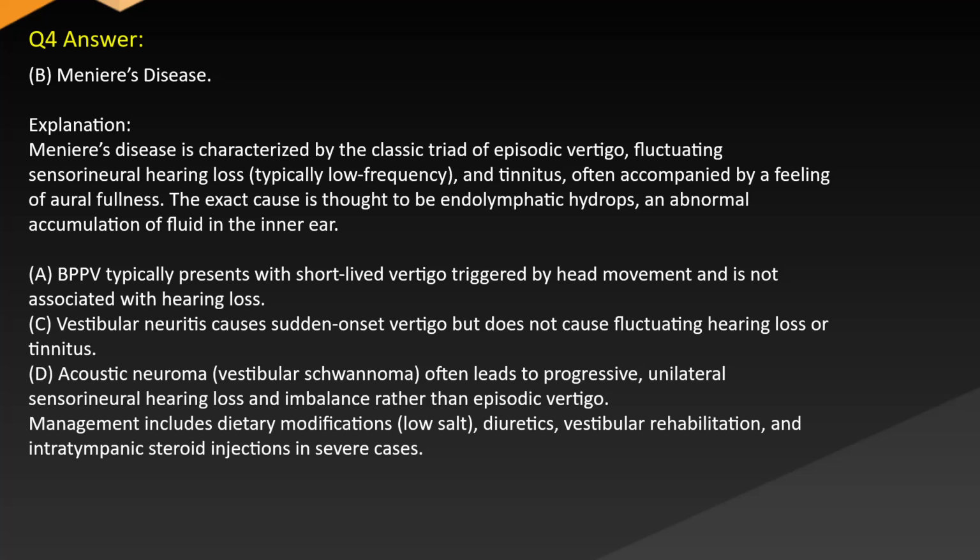A. BPPV typically presents with short-lived vertigo triggered by head movement and is not associated with hearing loss. C. Vestibular neuritis causes sudden onset vertigo but does not cause fluctuating hearing loss or tinnitus. D. Acoustic neuroma, vestibular schwannoma, often leads to progressive, unilateral sensorineural hearing loss and imbalance rather than episodic vertigo. Management includes dietary modifications, low salt, diuretics, vestibular rehabilitation, and intratympanic steroid injections in severe cases.